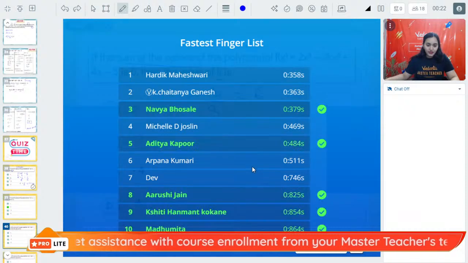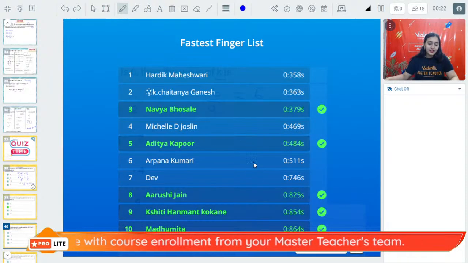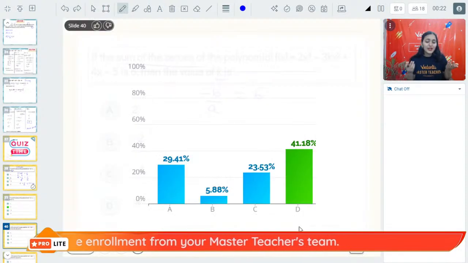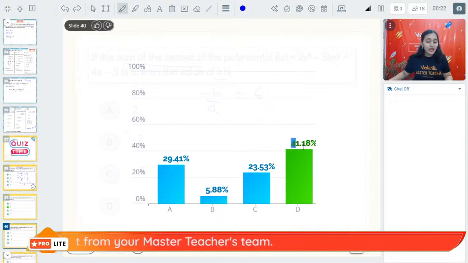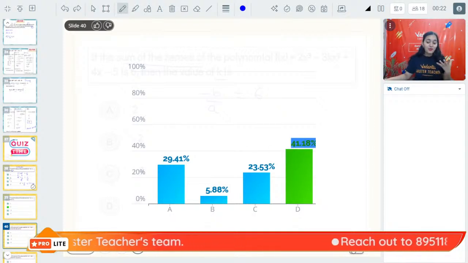On the fastest finger list, Navya, Aditya, Arushi, Shiti, and Madhumita. Why are you guys doing it wrong? Only 41% giving right answer. Why? What is the problem?